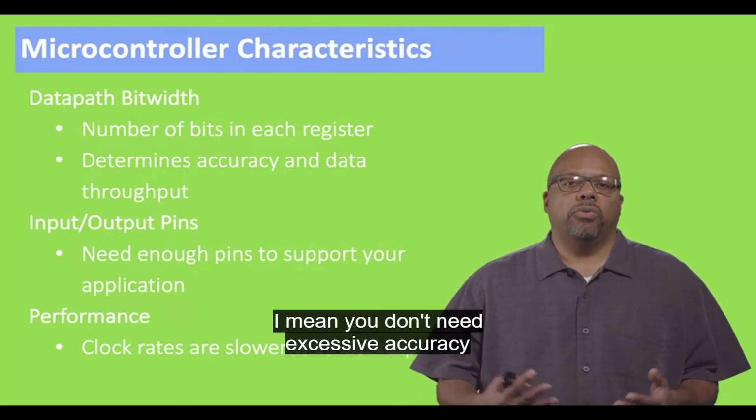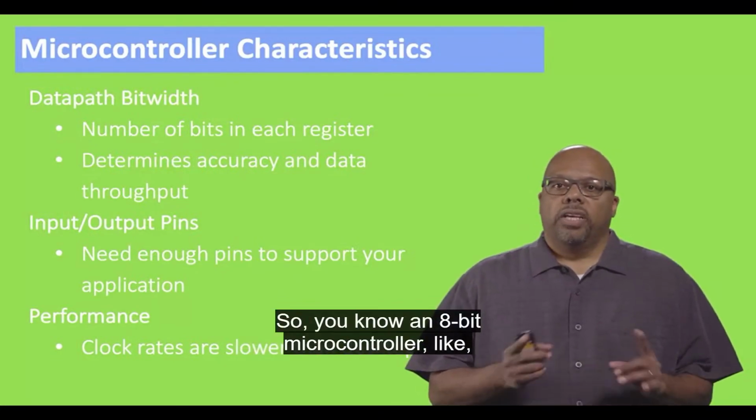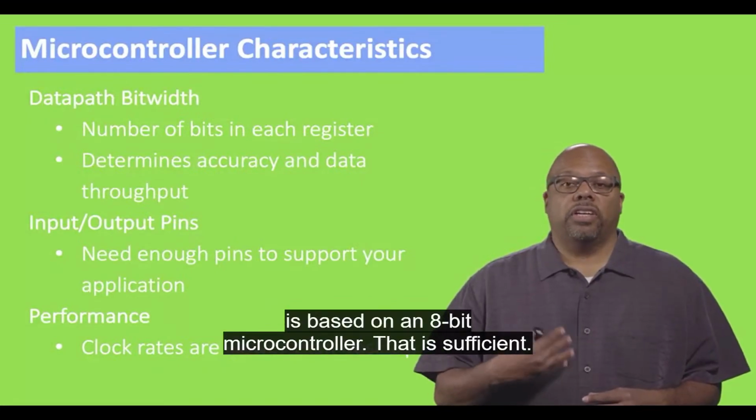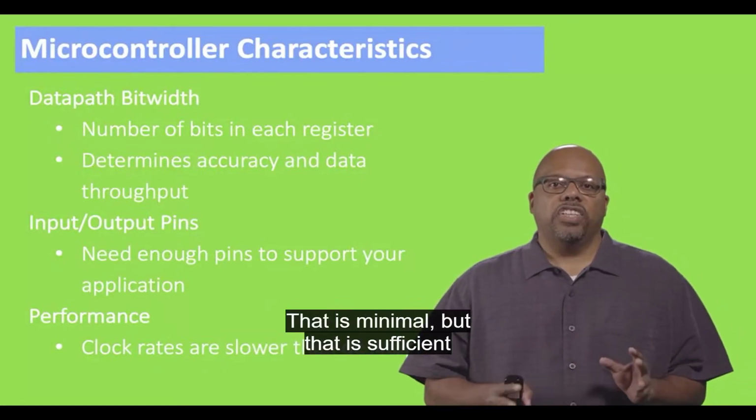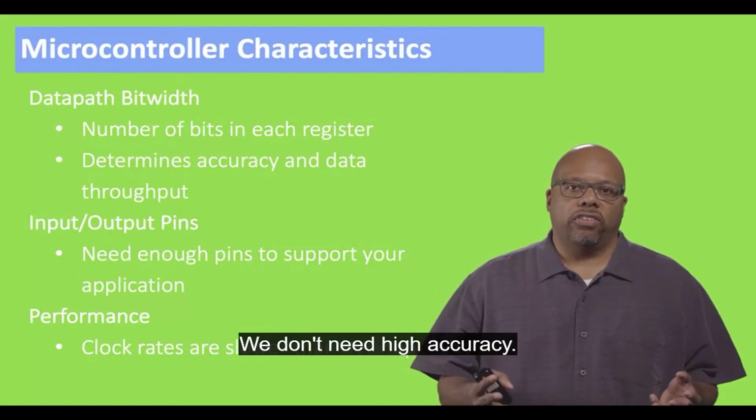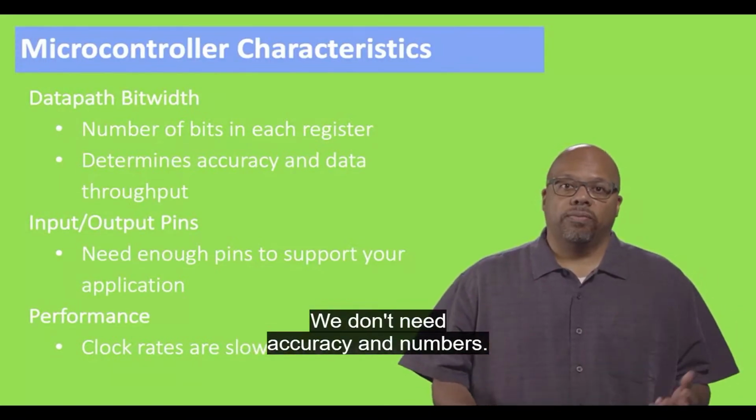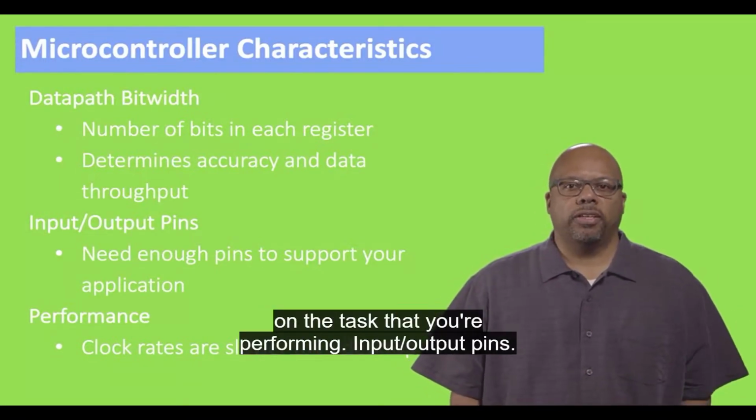Now there's a limit. You don't need excessive accuracy in your average system, right? The Arduino that we're using is based on an 8-bit microcontroller. That is minimal, but that is sufficient for the task that we're doing in this class. We don't need high accuracy. We're just doing simple control operations. We don't need accuracy in numbers. So bit width is something you have to think about depending on the task that you're performing.